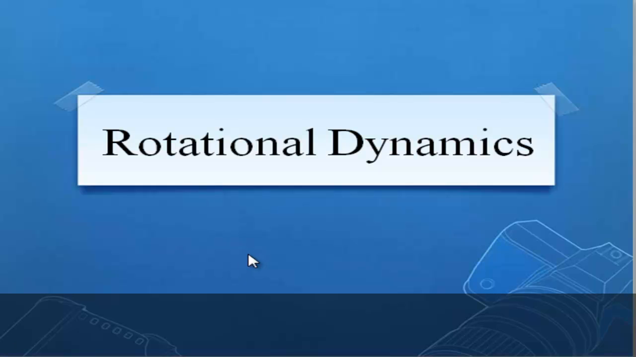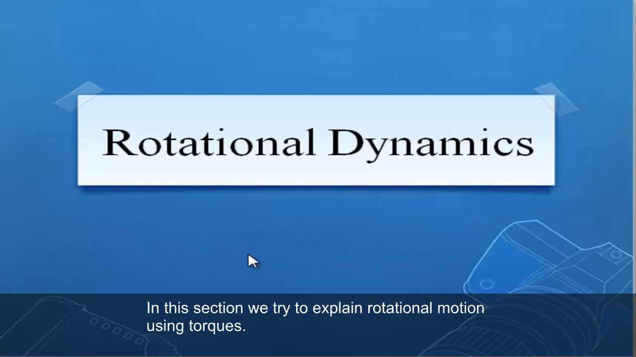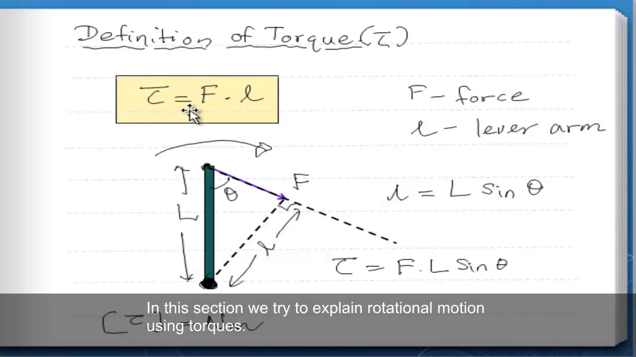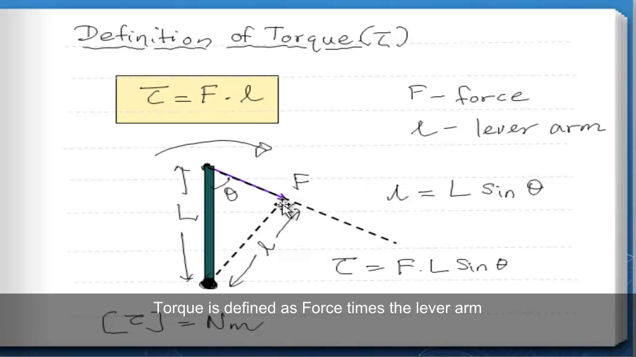Rotational dynamics. In this section, we're trying to explain rotational motion using torques. So we need to define the torque. The torque is defined as force times the lever arm. The lever arm is the shortest distance from the rotational axis to the line of the force. So in this diagram, it's capital L times sine theta. So the torque is force times L times sine theta.